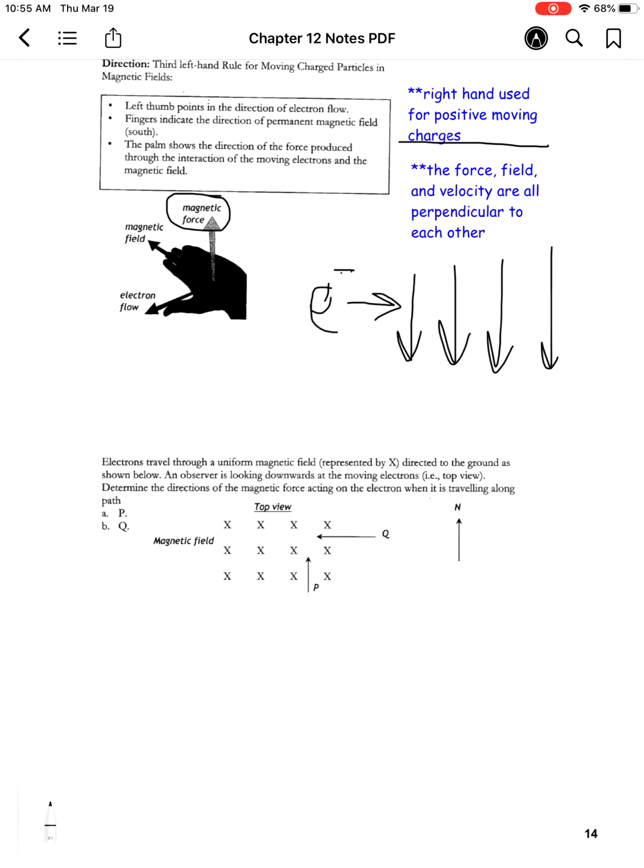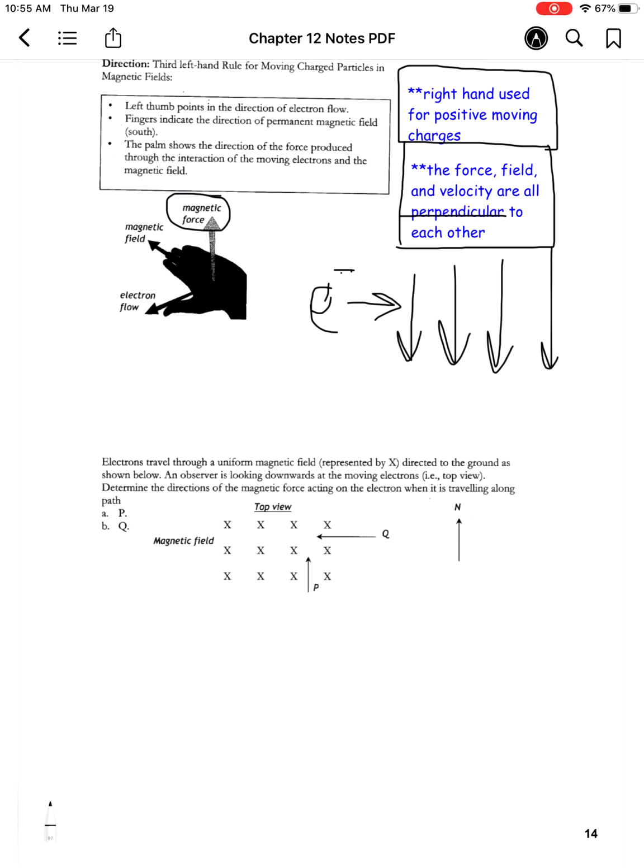The right hand is used for positive moving charges. We have protons that do move, and we have positrons and a few other positive things, like alpha particles. What's important is that the force, field, and velocity are all perpendicular to each other. Perpendicular is very important. If they're not perpendicular, this will not work, and we're left uncertain.